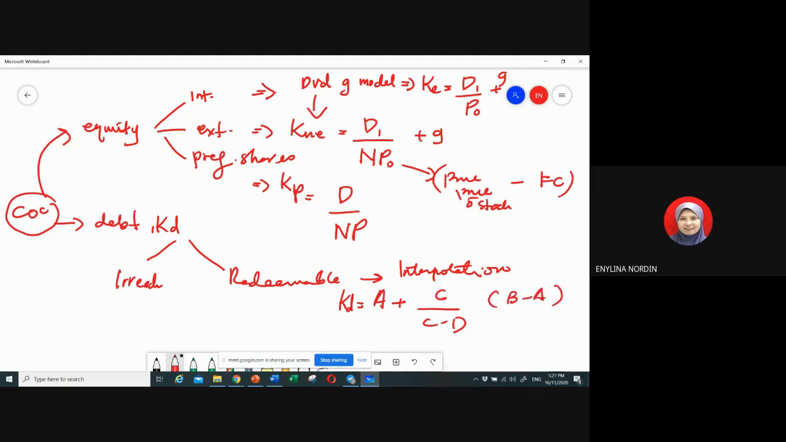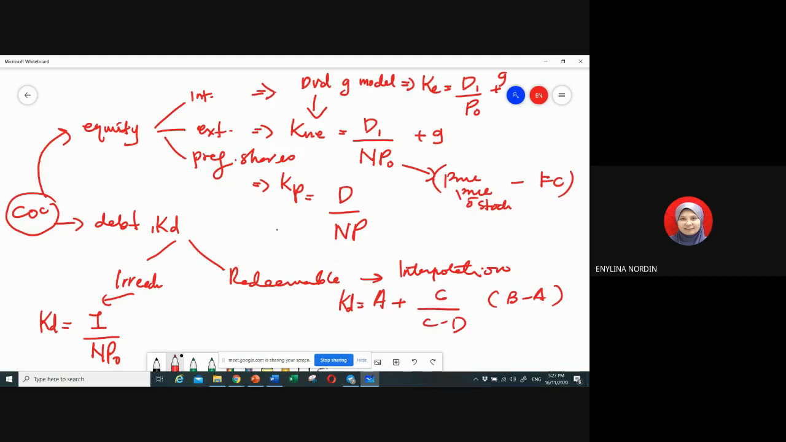What are A, B, C, and D? Please refer to the slides or your notes. For irredeemable, that means the debt that has no maturity period, where the debts will be held by the debt holders for an indefinite period. Therefore, in this case the KD will be the interest amount divided by the net price. If there is no flotation cost, no need to minus the flotation cost.